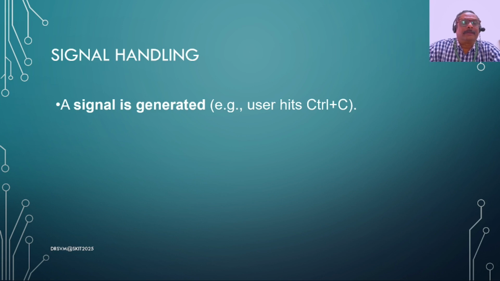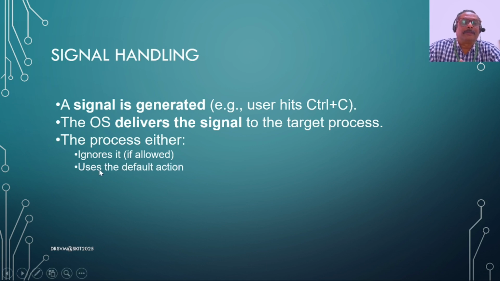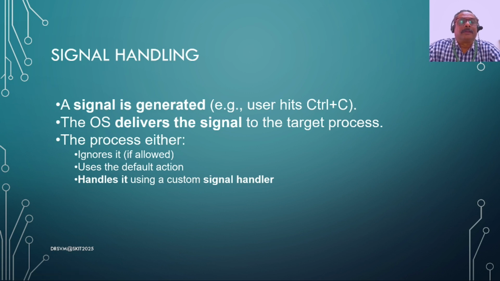So how is it done? First a signal is generated, and then the operating system delivers the signal to the target process, and the process after receiving the signal may ignore it. If it is allowed to ignore, then it may be ignored, or it may use some default action. Whenever that signal is generated, one default action is defined. So every time the signal is generated, that default action takes place, or some custom defined handling action is taken. So a custom signal handler is run whenever we get a signal.